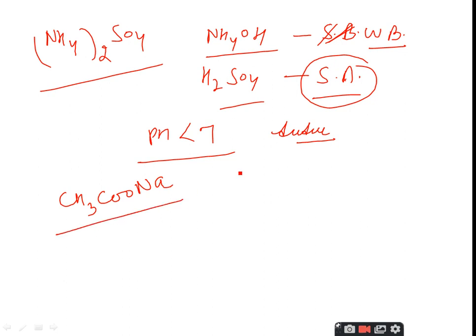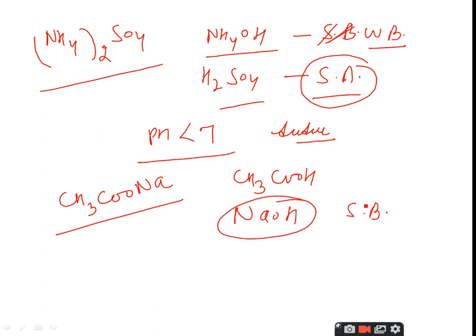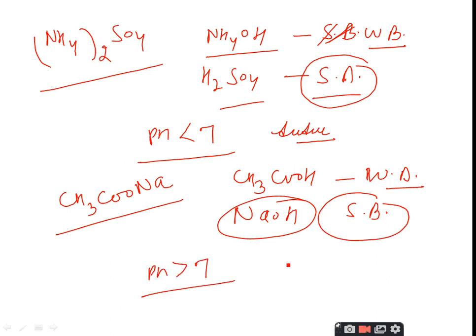One more example, suppose we have sodium acetate. In this sodium acetate, the anion comes from acetic acid, the cation comes from NaOH. NaOH is a strong base, acetic acid is a weak acid. So the basic nature is predominant here, so the pH value of this salt will be greater than 7 and its nature will be basic. So in this way we can find out the pH of any given salt and its nature.